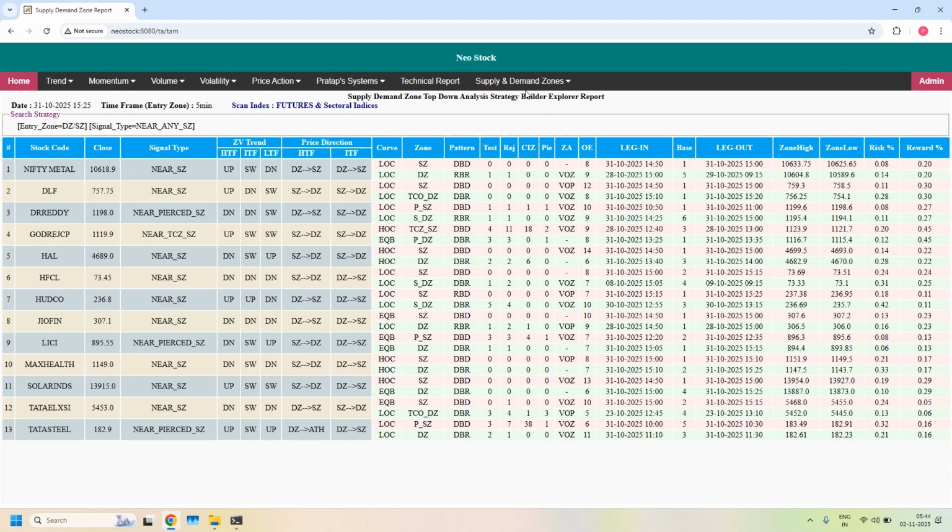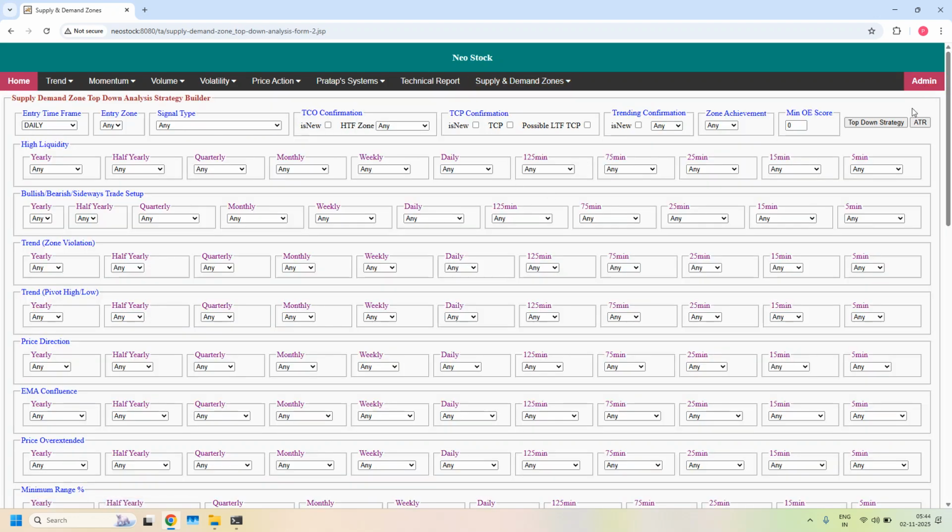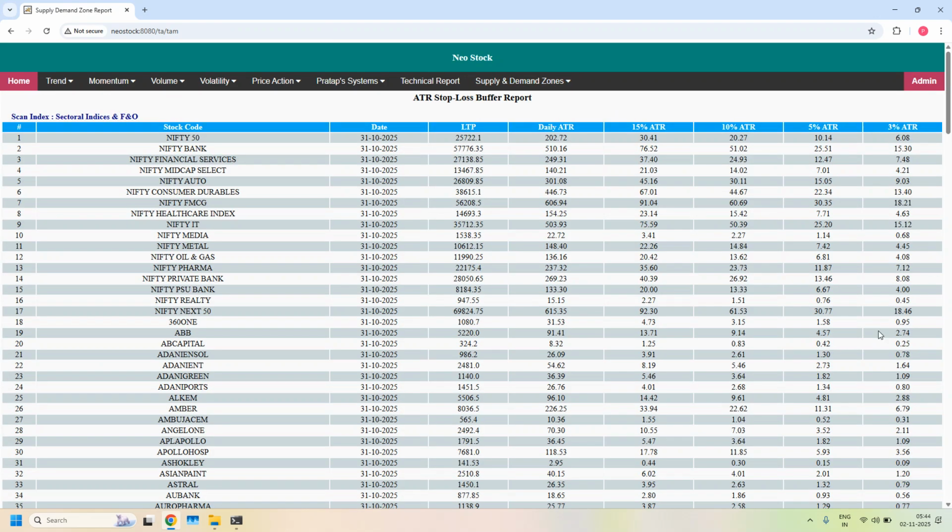So the final report, let us generate stop buffers based on daily ATR. First 17 in this list are indices, remaining all are equity stocks. So I'm scrolling the list down, whichever the stock you want to refer there, pause the video, study, and then proceed to the next reports. Okay, I'm scrolling the list down.